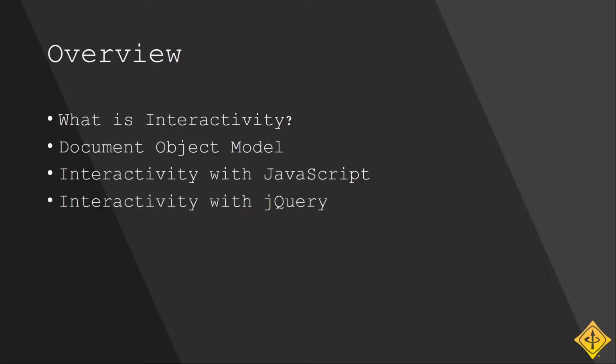So for this workshop, we're going to quickly go over what interactivity is, the document object model, and how you add interactivity using JavaScript, and how you can do the same using jQuery.